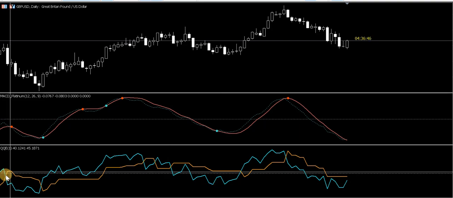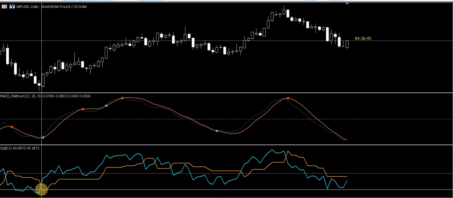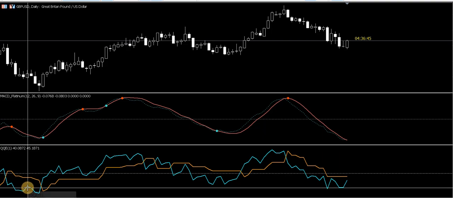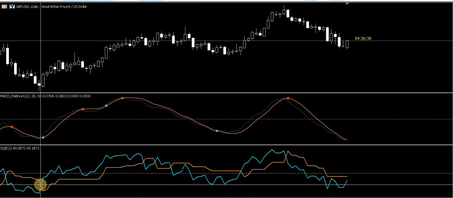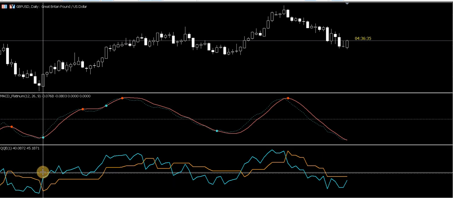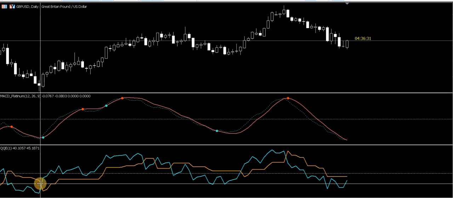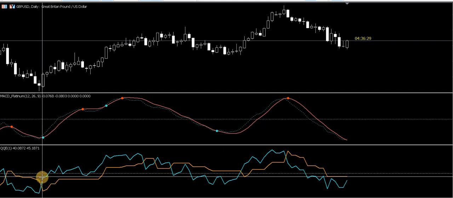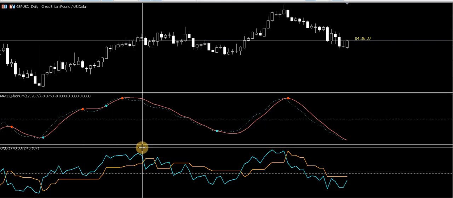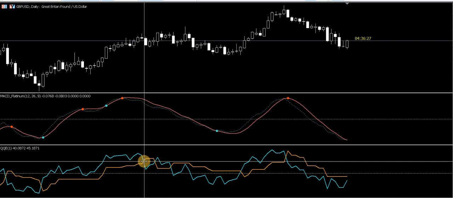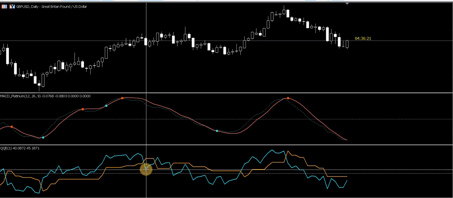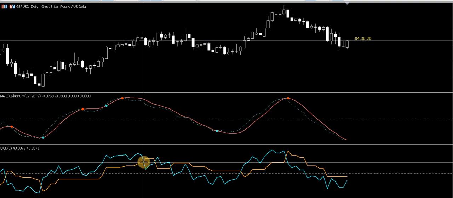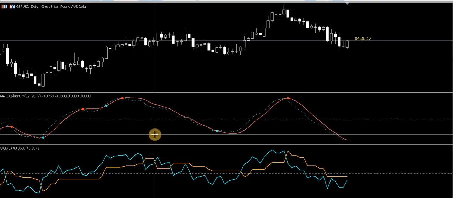The whole gist of it, in general, is to take when the blue line here crosses from below through this orange line, below the 50 level, which is this white dotted line, that's a buy signal. When the blue comes down through the orange line above the 50 level, that's the sell signal. That was the whole idea of it.